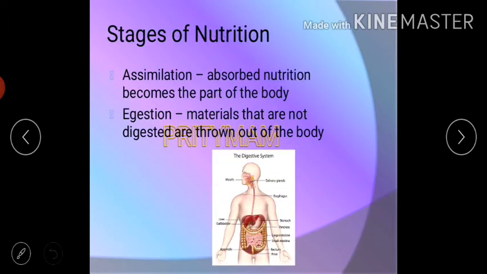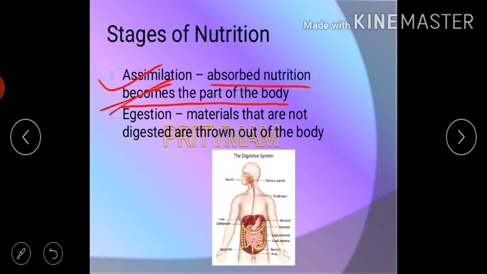The next stage of nutrition is assimilation. To assimilate. Absorbed nutrition becomes part of the body. What exactly is the meaning of this? The food absorbed by the cells is used in different processes, like we studied earlier. The food which is absorbed is used to get energy, to grow and to repair damaged or old tissues. So the process by which absorbed nutrients become a part of the body is called assimilation.